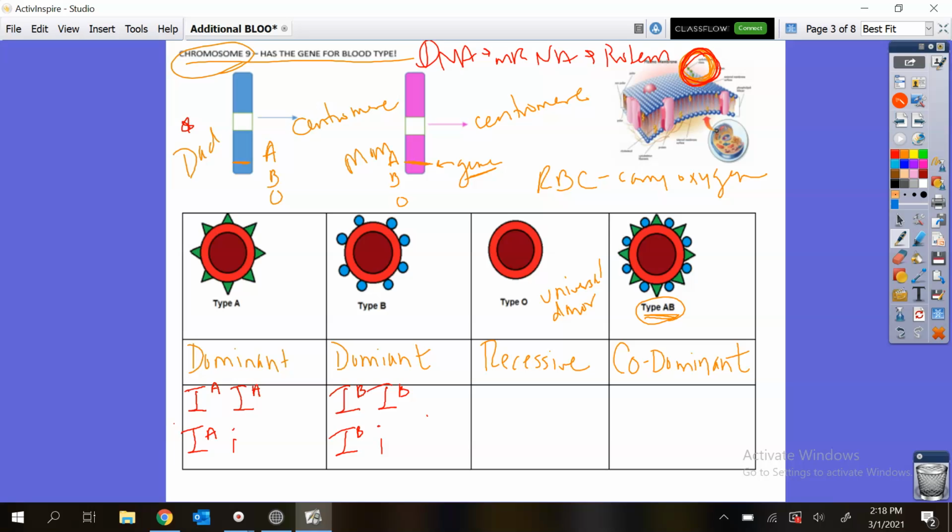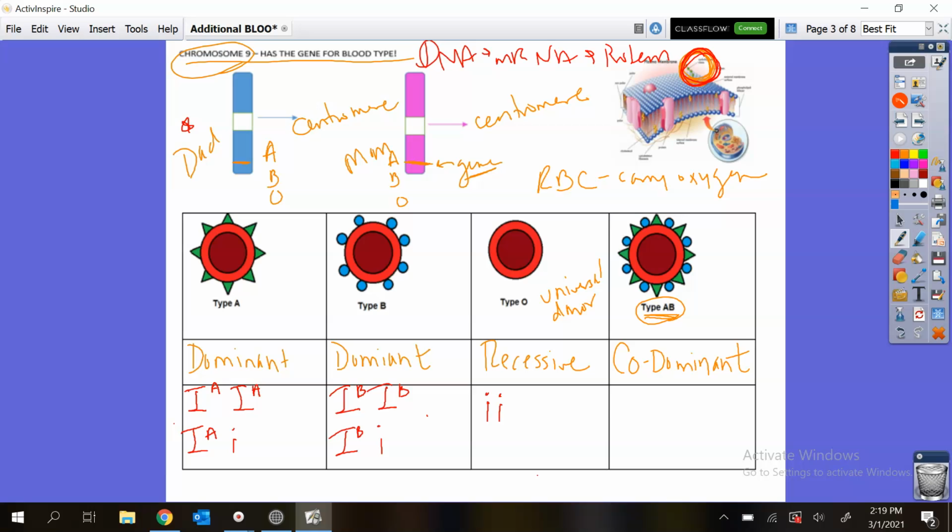Remember, the only way that you show the recessive trait is when you are homozygous recessive for alleles. So you would have to receive two little i's, or the gene for type O blood, from both parents, which just indicates that there's no cell surface markers on the outside of your red blood cells.